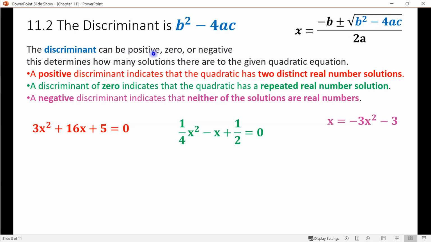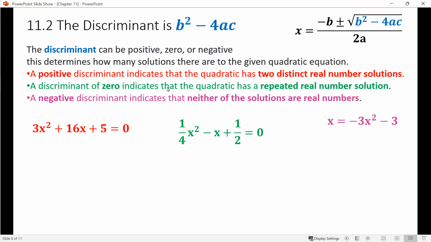Our discriminant can be a positive number, it can be 0, or it can be a negative number. Depending on whether it's positive, 0, or negative, it tells us how many solutions we're going to have in our quadratic equation. If it's positive, we're going to have two real solutions. When this is a positive number, we have a positive number under a square root, and that's still a real number. So we're going to have a plus or minus some real number, which gives us two solutions, and they're going to be real numbers. When I say distinct, it gives us two distinct real number solutions because they're going to be different from each other. One's going to be a plus, one's going to be a minus.